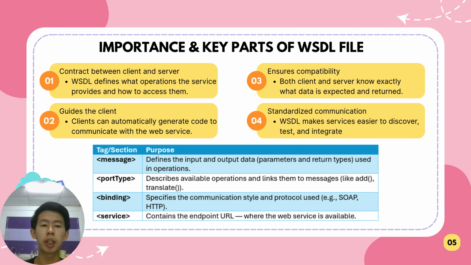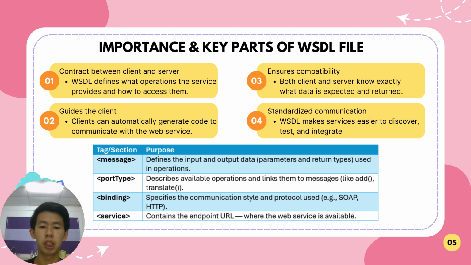Next, I will talk about the importance and also key parts of the WSDL file. First, it is a contract between client and server. WSDL defines what operations the service provides and how they can be accessed. Second, the WSDL file guides the client. The client can automatically generate code to communicate with the web service. Third, it ensures compatibility. Both client and server know exactly what data is expected or returned. Fourth, it is standardized communication, which makes the service easier to discover, test, and also integrate.